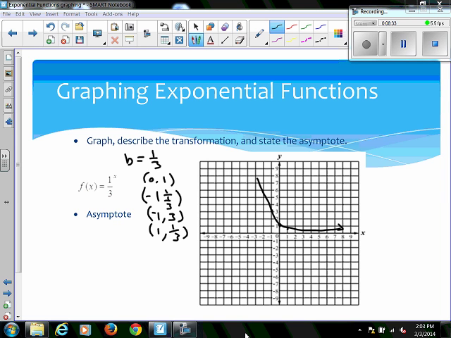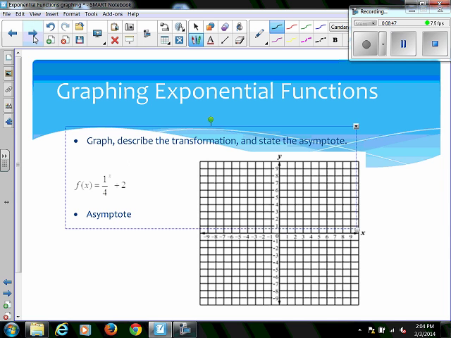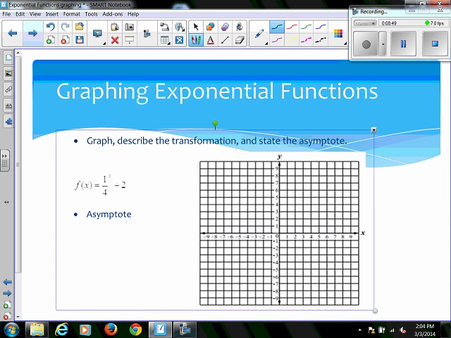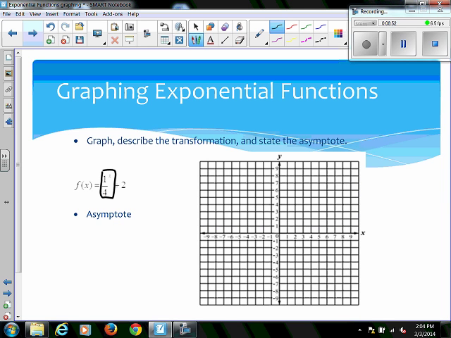We have no vertical shift here, so our asymptote remains y equals 0. First thing I'm going to do in this one is 1/4 to the x power. B is 1/4. What do we notice here? We're going to have an exponential decay because b is between 0 and 1. So at 1, negative 1, 4, and 1, and 1, 4.